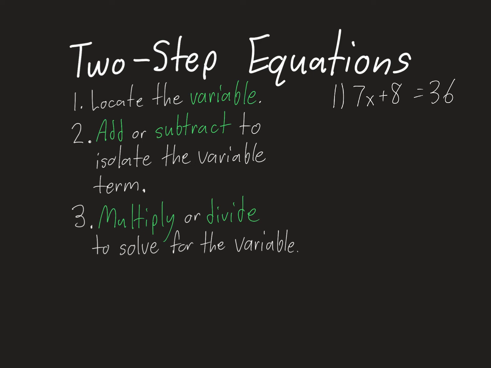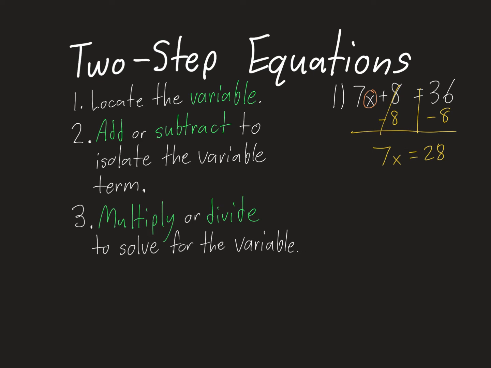Let's consider the example 7x plus 8 equals 36. First, we will locate the variable. Here is x. Then, we will add or subtract to isolate the variable term. Well, our variable term is 7x, so to get that by itself, we need to get rid of that plus 8. The inverse of plus 8 is minus 8. Now remember, just like in one-step equations, whatever you do to one side, you have to do to the other. Once we do this, we are left with 7x is equal to 28.